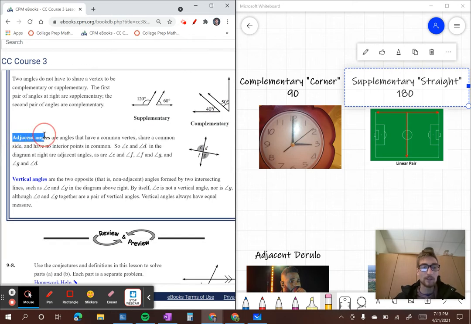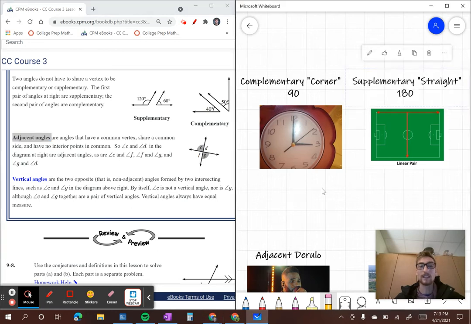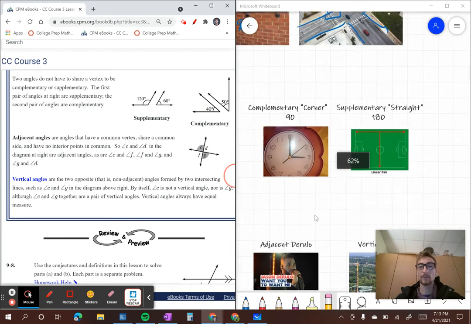As we move down here, it talks about adjacent angles. Adjacent just means angles that are next to each other. So, for example, C and D are right next to each other, and we see it here. C and D are right next to each other. They make a straight line, so they're also supplementary.